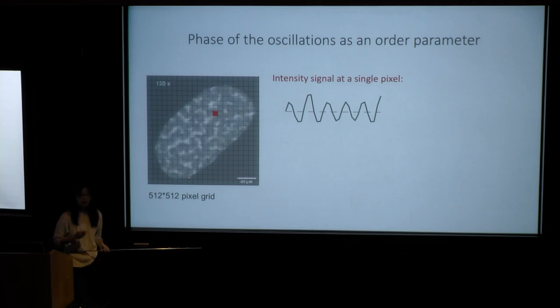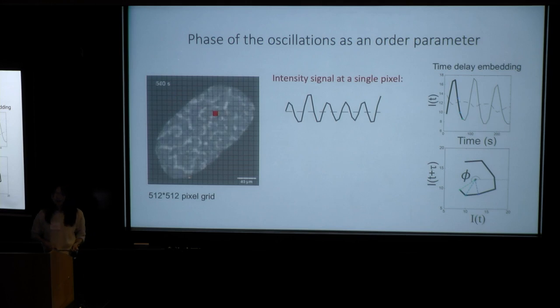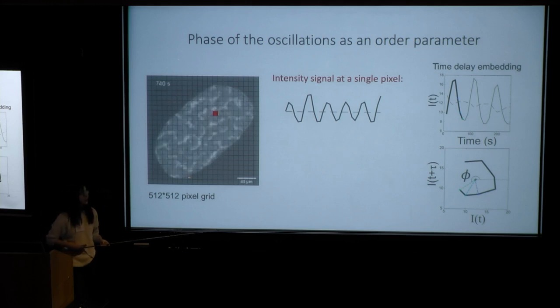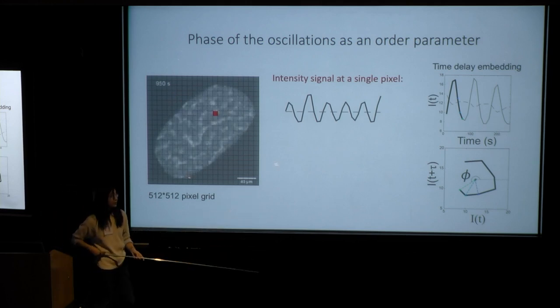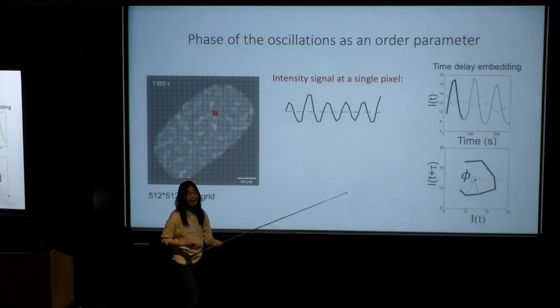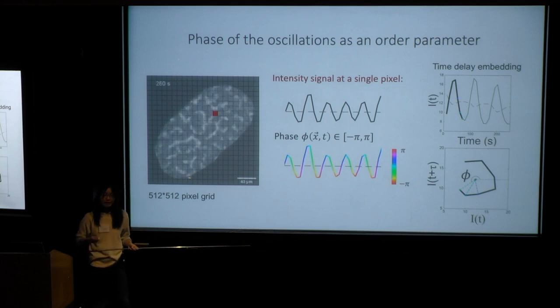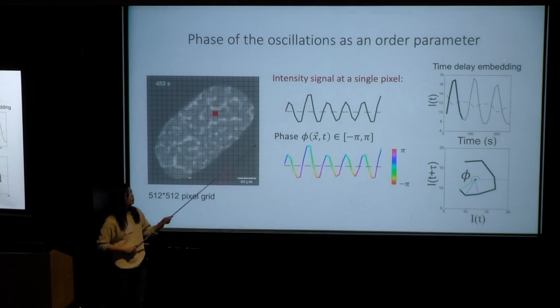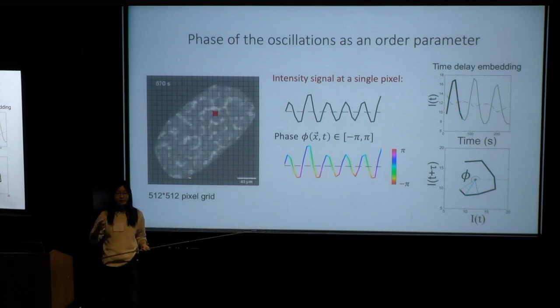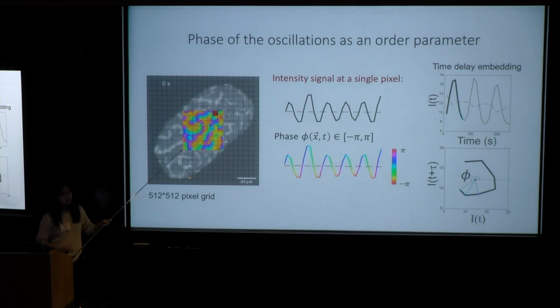single pixel resolution. We can then use a time delay embedding algorithm to extract a phase value at every time point. And the extracted phase has a range of -pi to pi. In that way, we can extract a phase time series corresponding to every intensity time series we have at every single pixel. And when we combine them together, we get our reconstructed phase field.